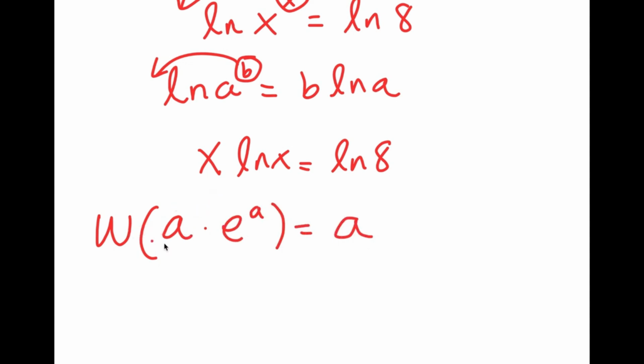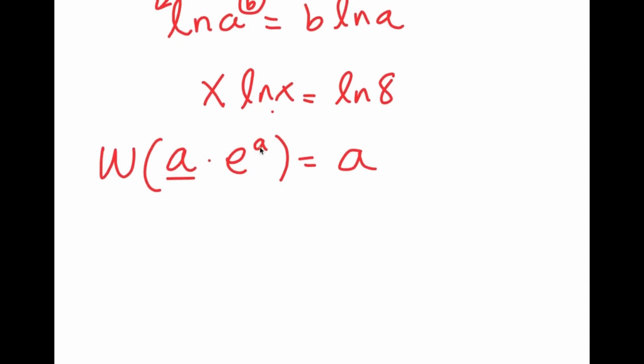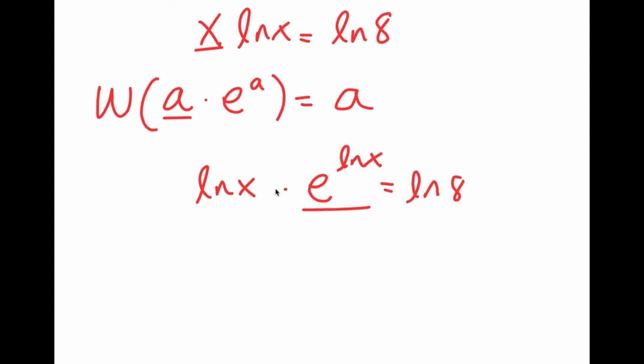So if I take the W of something in the form a times e to the power of a, it's going to equal a. So in this case, I'm going to rewrite this as ln x times e to the power of ln x is equal to ln 8, because x is the same thing as e to the power of ln x. So now I can use this formula.